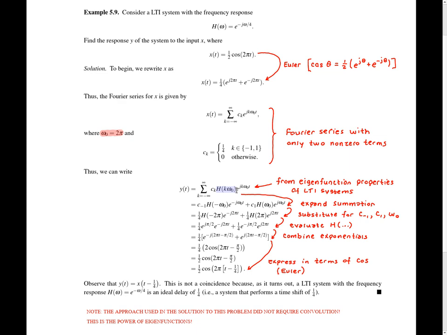And arguably this is much easier to do than convolution. Again, this helps to illustrate the power of eigenfunctions. Eigenfunctions can often be exploited to make problems much easier to solve.